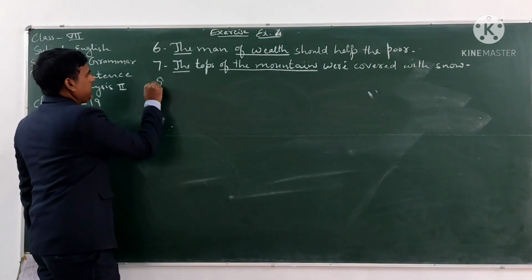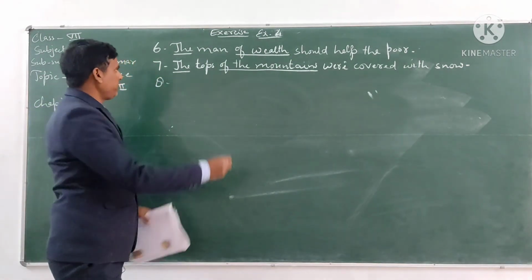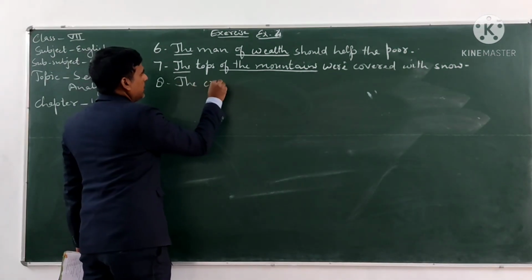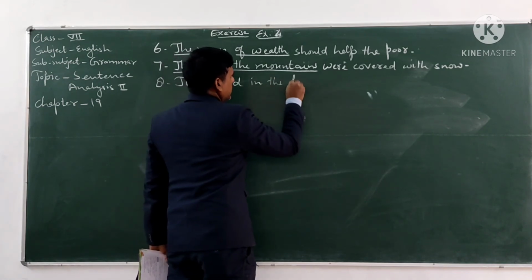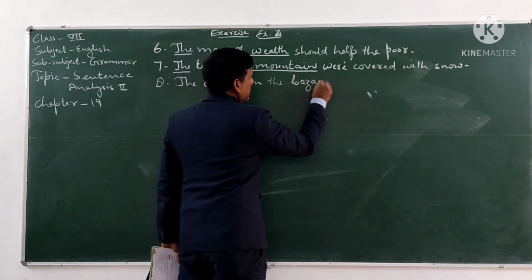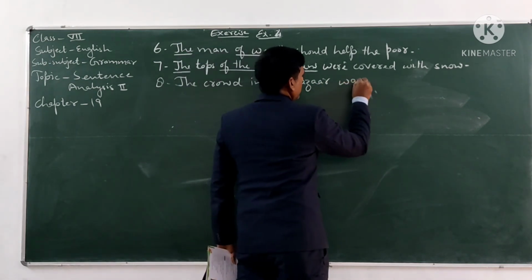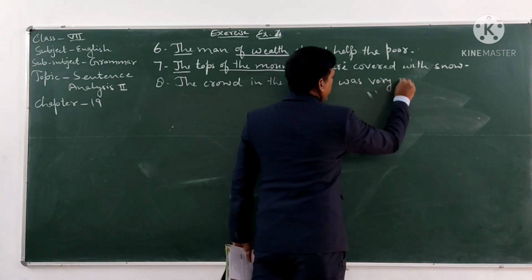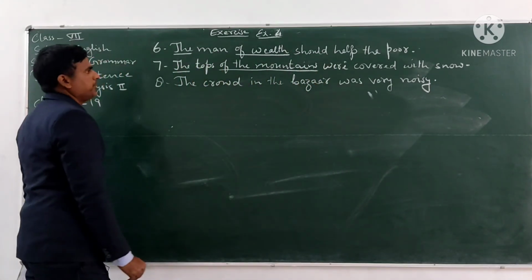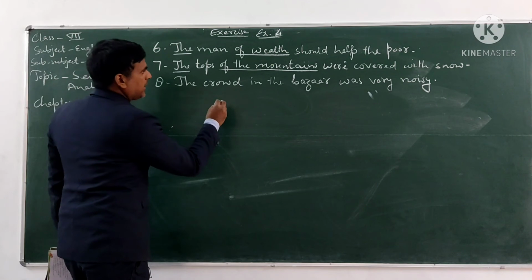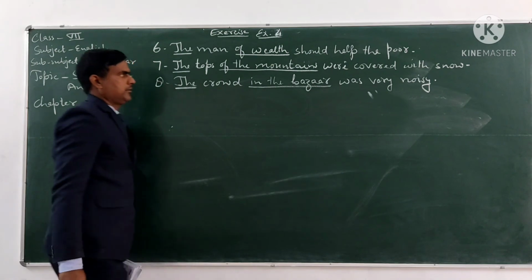Now see sentence number 8. Sentence number 8 is, the crowd in the bazaar was very noisy. And in this sentence, the subject's enlargements are the and in the bazaar.